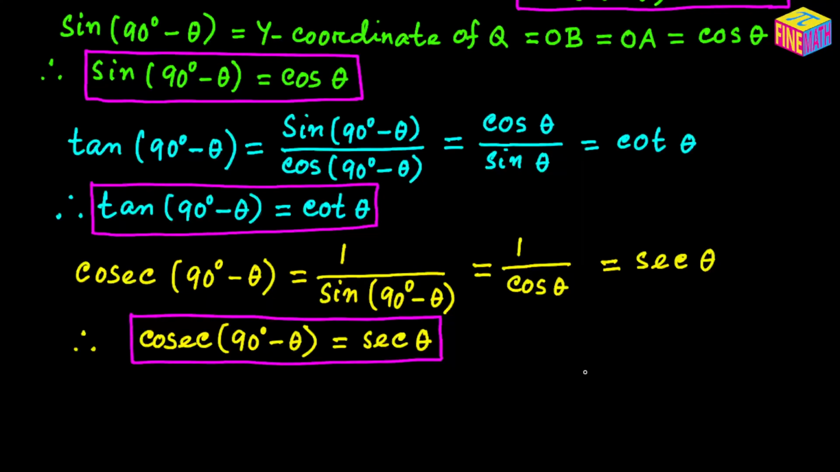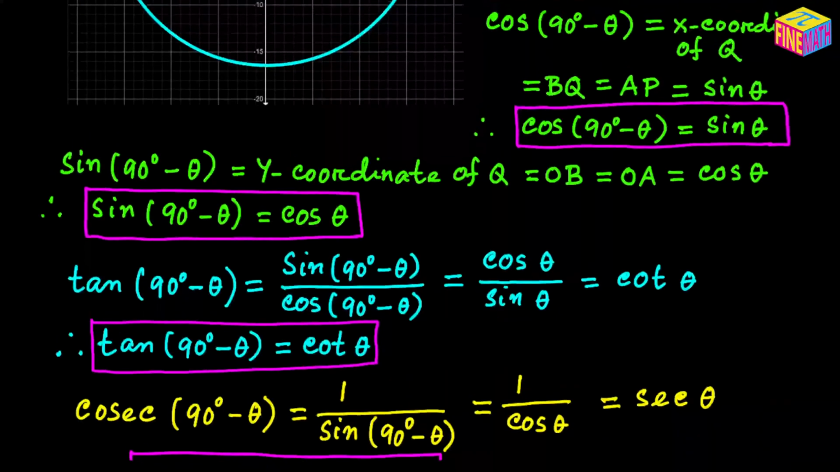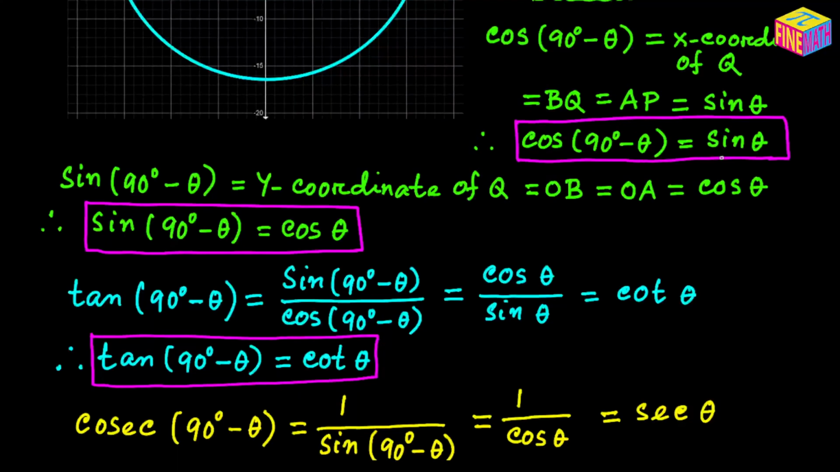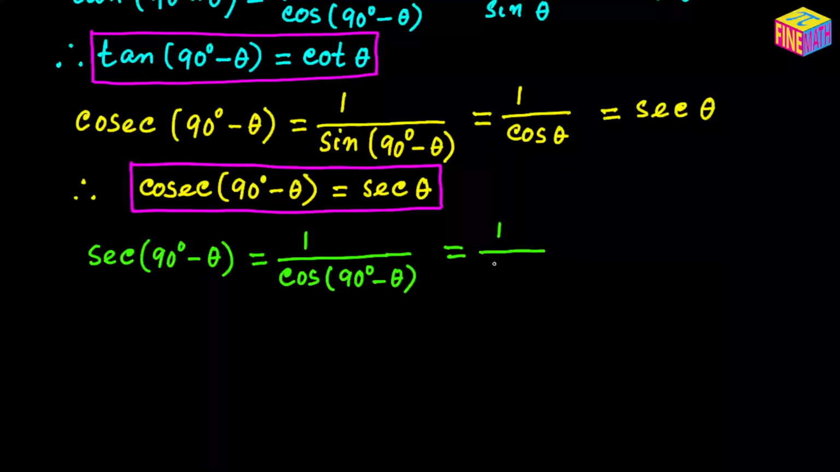So let me make a quick note here. Next we are going to calculate the secant of 90 degree minus theta. We know that secant is the reciprocal of cosine, so we can write it as 1 divided by cosine of 90 degree minus theta. And what is the value of cosine of 90 degree minus theta? Well, that came out to be sine of theta, as you can see up there. So this will be 1 divided by sine of theta. And what is 1 divided by sine of theta? That is actually cosecant of theta, because cosecant is the reciprocal of sine. So secant of 90 degree minus theta comes out to be cosecant of theta. Let me make a quick note.